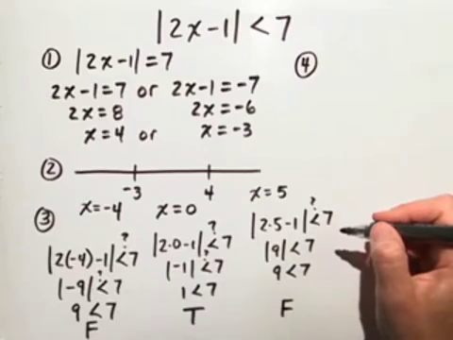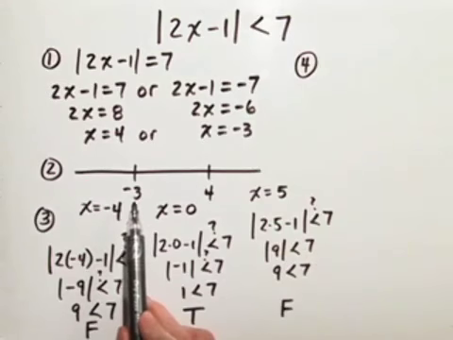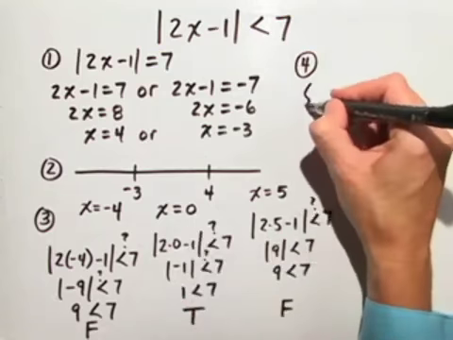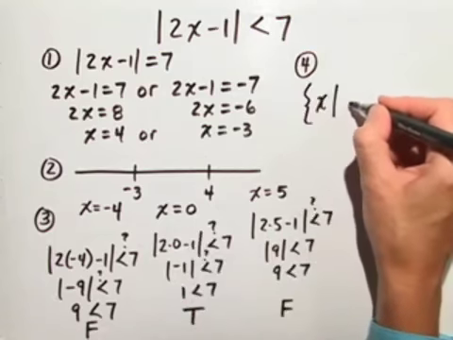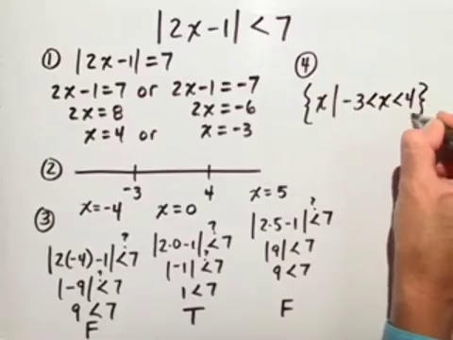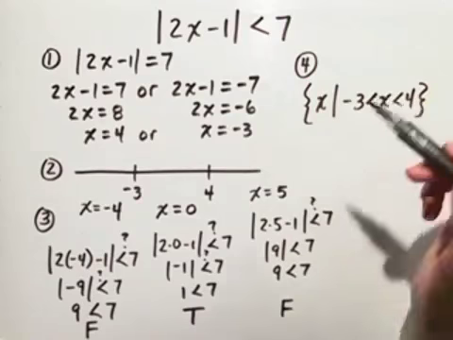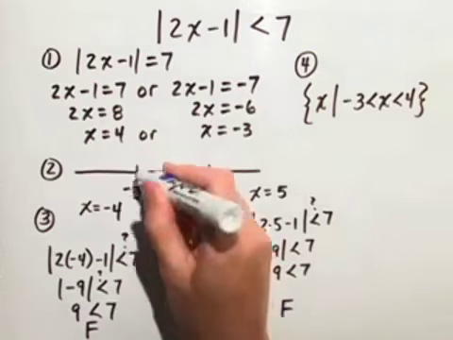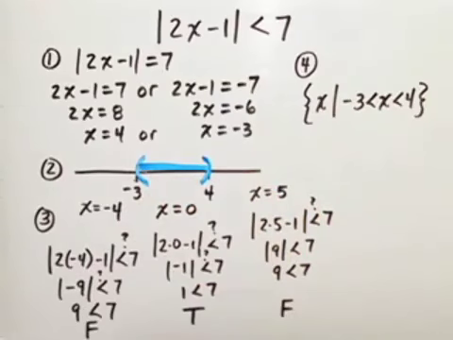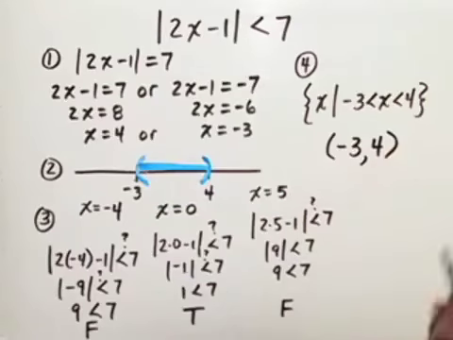In step 4, we write our solution set. The only part that provided a true answer was the interval between negative 3 and positive 4. So we write our answer as the set of all x such that negative 3 is less than x is less than 4. We keep it as strict boundaries because it's a strict inequality here. The solution set on our graph will be the open interval between negative 3 and 4, and the interval notation will be the open interval from negative 3 to 4.